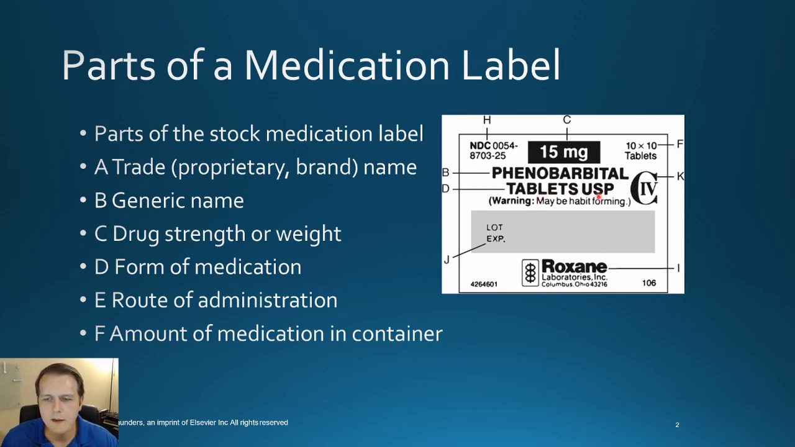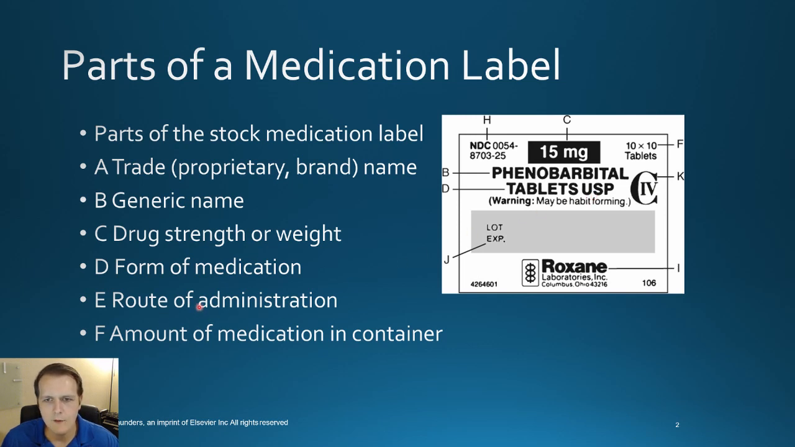Notice here it says USP. That just stands for United States Pharmacopoeia. This just means that it's holding with the standards that the USP has set forth for medications there. This isn't super important for us in terms of interpreting the medication label, but you see that pretty commonly on a lot of drug products.